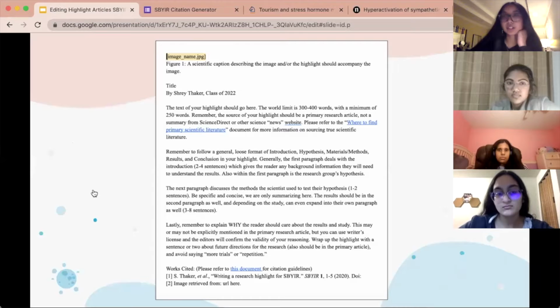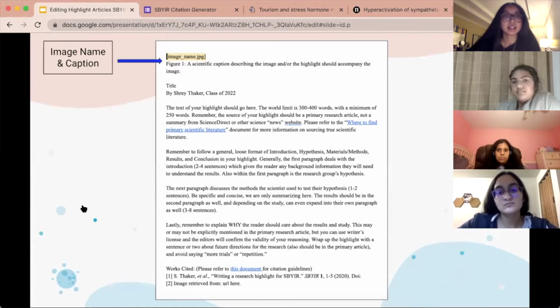So this is a quick look at what a highlight article would generally look like. So this is the general format. So the first thing that we can look at is the image name and caption. So whenever a highlight writer writes a highlight article, we also ask that they find a commercially free for reuse image. So when they save that image, obviously they have to name it.